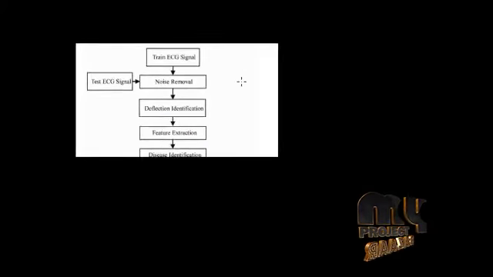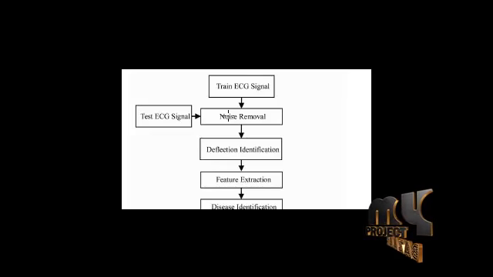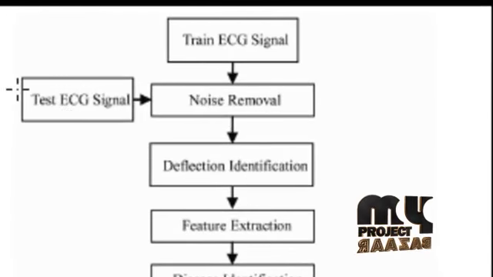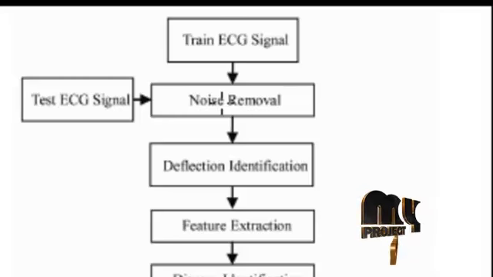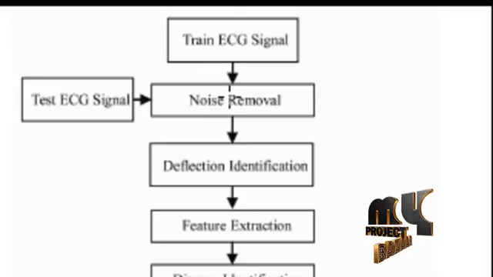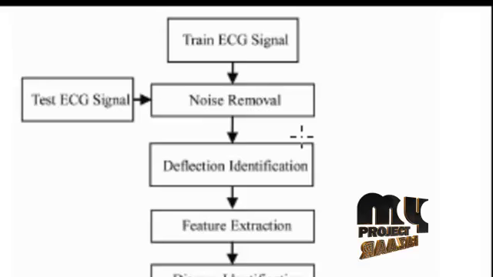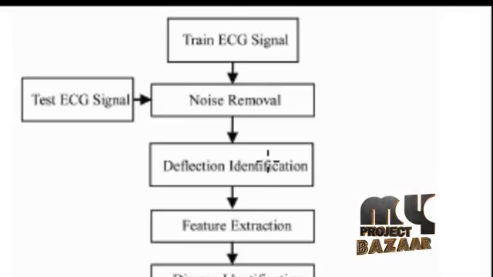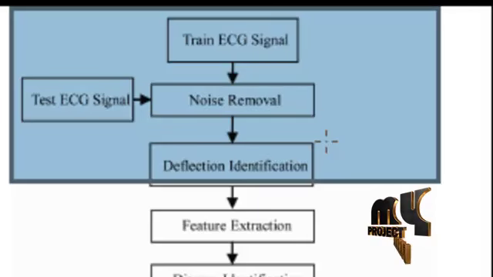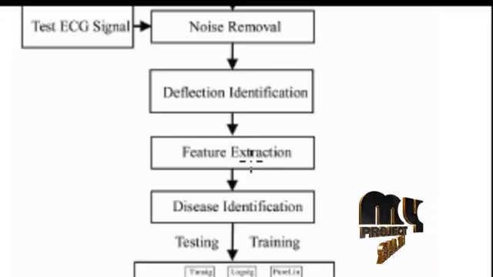Let us see the flow of the process. First we train on the ECG signal and test ECG signals. Both have the same process. First we remove the noise from our ECG signal with the help of bandpass filtering, and then we go for deflection identification. If any deflection occurs in our input signal, it is identified first. Then we go for feature extraction. For feature extraction, here we are using three techniques.